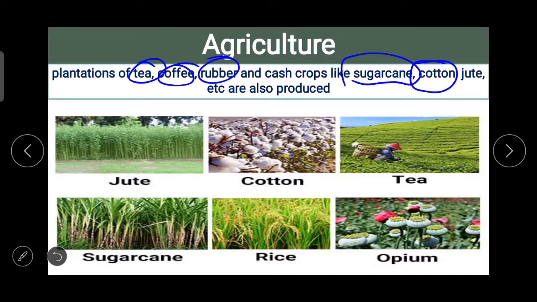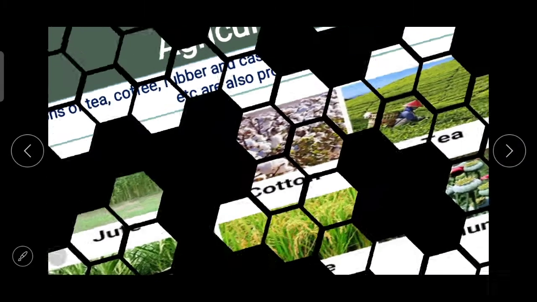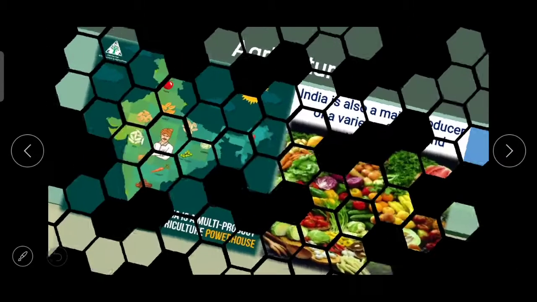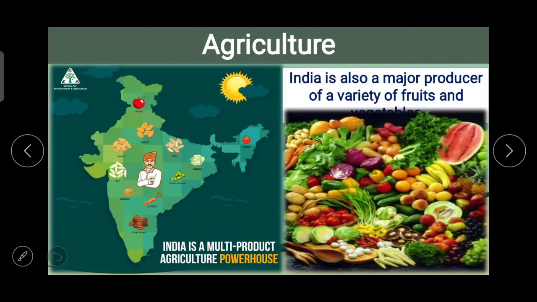India is also a major producer of a variety of fruits and vegetables. In our country, a number of fruits and vegetables are there. In our diet also, there is a variety of vegetables. So, India is a multi-product agriculture powerhouse. We have food crops, we have fruits and vegetables and also cash crops. That is why India is a multi-product agriculture powerhouse.